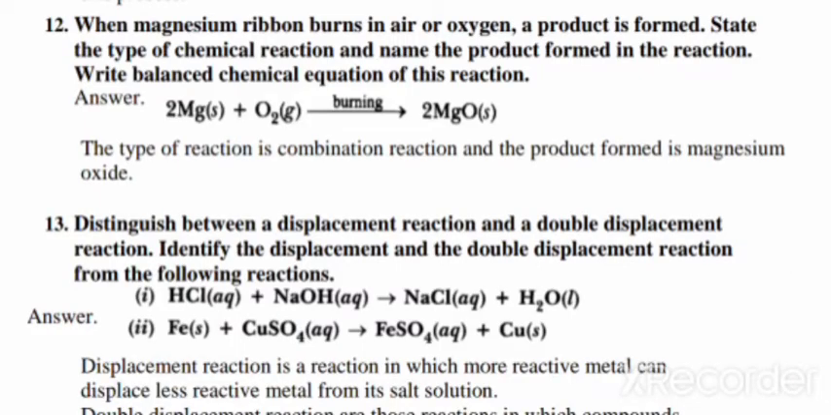When magnesium ribbon burns in air, it produces magnesium oxide, and they can ask you to balance the chemical equation. 2Mg plus oxygen, there is a formation of 2MgO. Okay, Mg plus oxygen will be given, you have to balance with 2Mg, and there is a formation of 2MgO. Okay, it is a combination reaction.